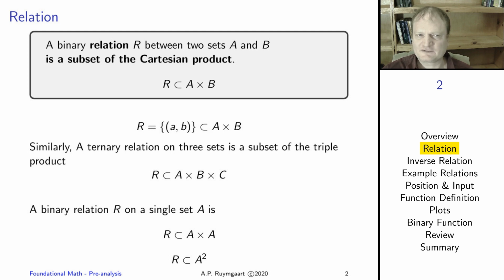We can just as easily define a ternary relation on three sets, and it is the subset of the triple product that we discussed. We can also have a binary relation on a single set A, and in that case it will be a subset of the ordered pairs of the Cartesian product of A with itself.